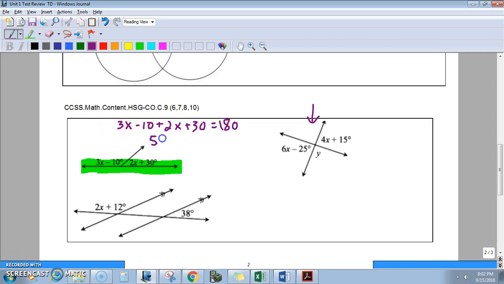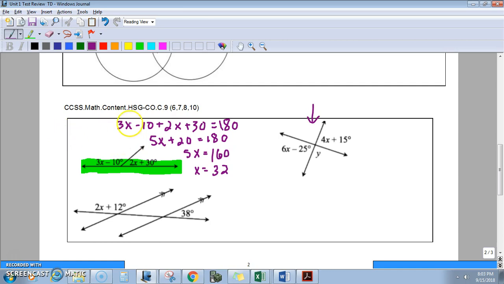180. Combine your like terms. Plus 20, I have a negative 10, a positive 30. Subtract 20 from both sides. Don't forget to be writing this down in your notebooks. Let's see if you can finish faster than I can. 160. Divide both sides by 5. X equals 32. I'm doing this mental math, so if you find an error, please let me know.